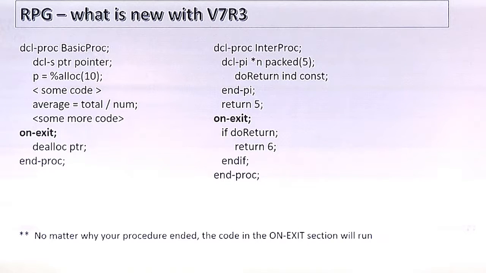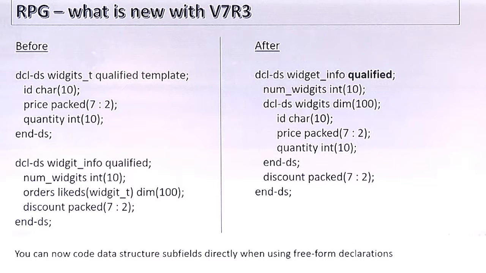Another thing that's pretty new with 7.3 is that before, when you defined a data structure that was inside a data structure, you had two definitions. Now you can define it as one. If it's to be qualified, you put it on the first one. See how it's defined inside? Isn't that handy?